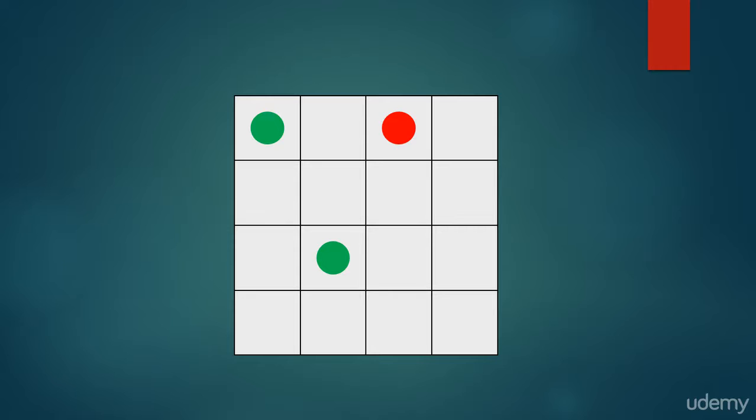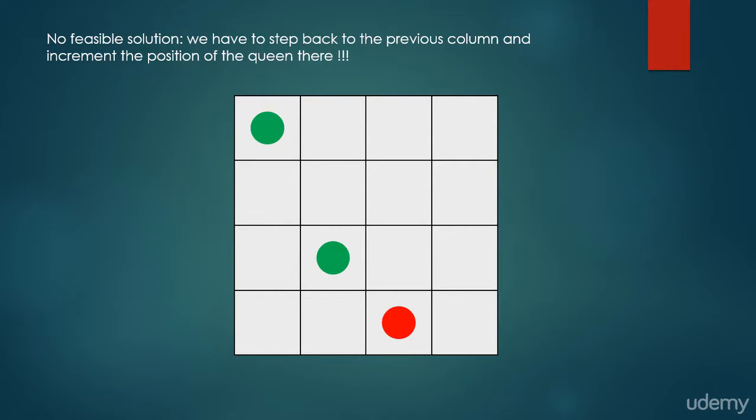This position is not good because the first queen can attack it, so we increment its position. This is not good either because queens can attack diagonally, and this isn't good either, and this is a wrong solution too. So there aren't any feasible solutions, so we have to step back, this is what we call backtracking, to the previous column and increment the position of the queen there.